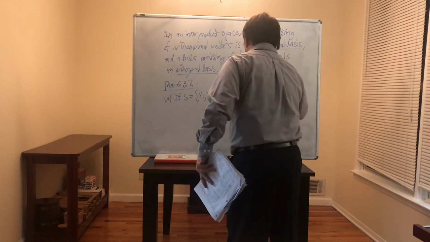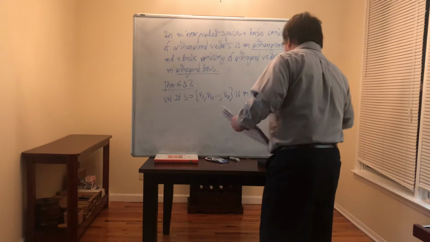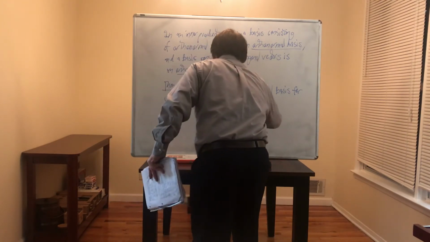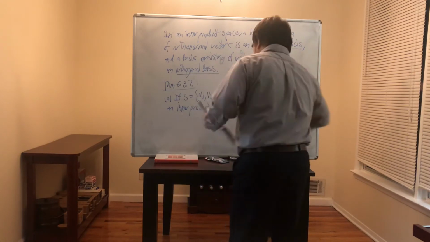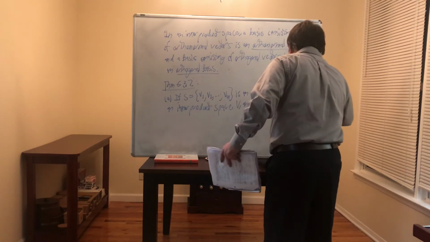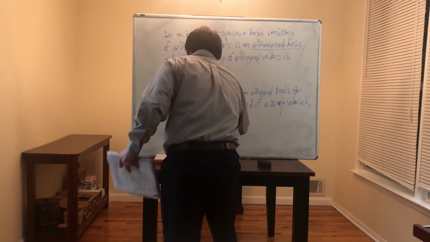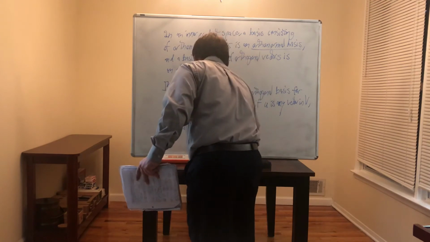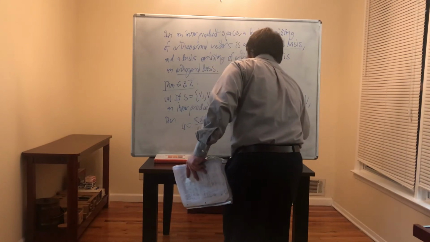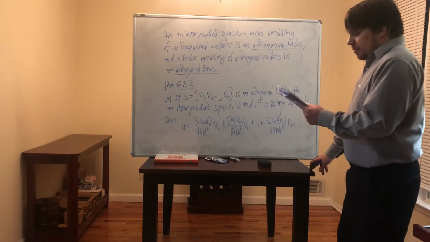So if that set S is an orthogonal basis for an inner product space, capital V, and if u is any vector in capital V, then u is equal to the inner product of u and v1 over the norm of v1 squared, times v1, plus the inner product of u and v2 over the norm of v2 squared, times v2, plus dot dot dot plus the inner product of u and vn over the norm of vn squared, times vn. Then u is equal to that.